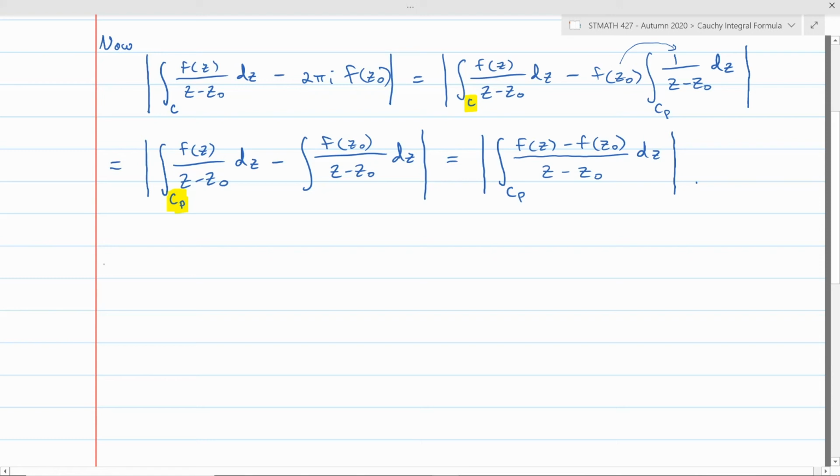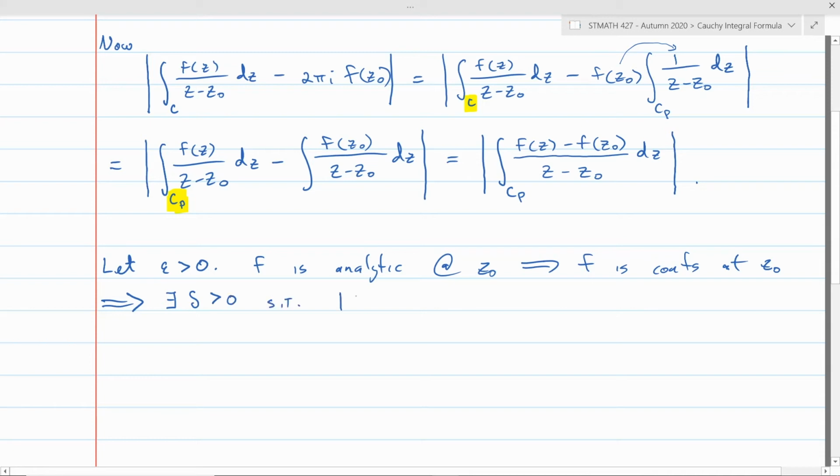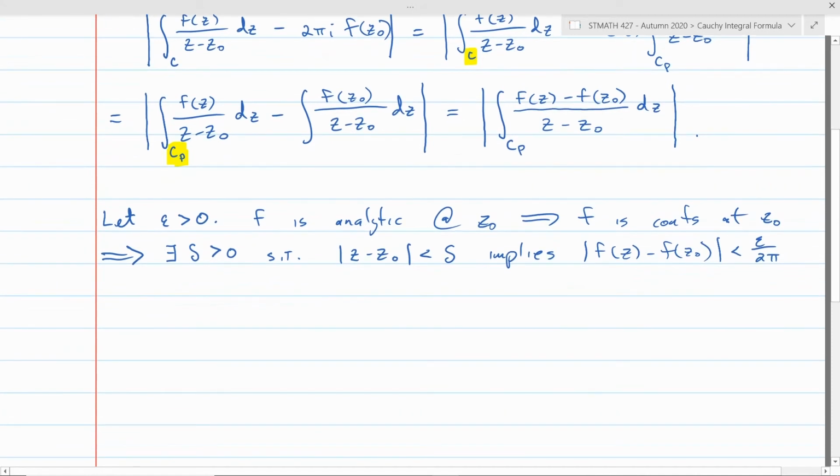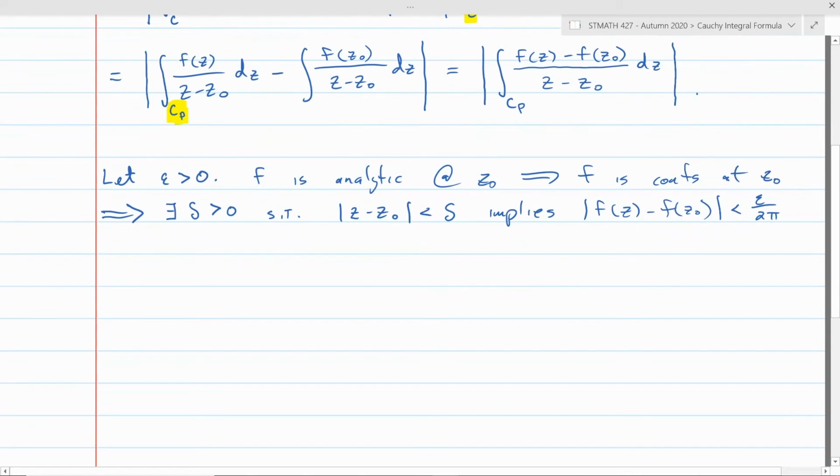So here's what I'm going to do. Let epsilon be arbitrarily chosen. Let epsilon be greater than 0. Now we know f is analytic at z naught, so that tells me f is continuous at z naught. And because f is continuous, we know there exists a delta greater than 0 such that anytime the modulus of z minus z naught is less than delta, that implies that the modulus of the difference between f of z and f of z naught is less than, I'm going to say, epsilon over 2 pi. It'll be convenient to divide by 2 pi to make something cancel a little bit later, but epsilon over 2 pi here is a positive quantity if epsilon is a positive quantity, so epsilon over 2 pi can serve as the epsilon in the definition of continuity.